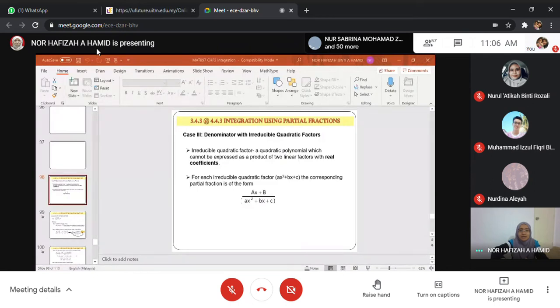Chapter 1, chapter 2 and chapter 3, up to integration by using the substitution method only.